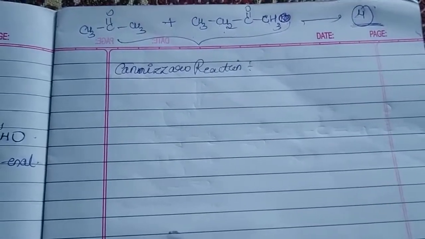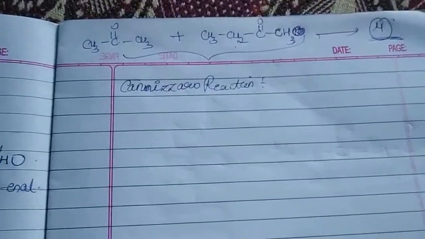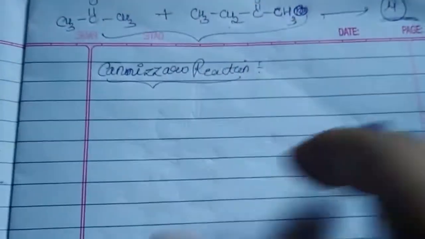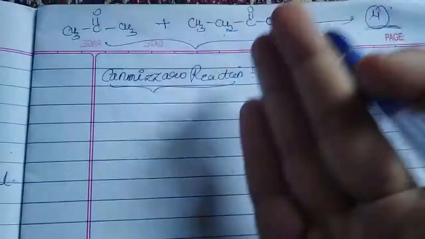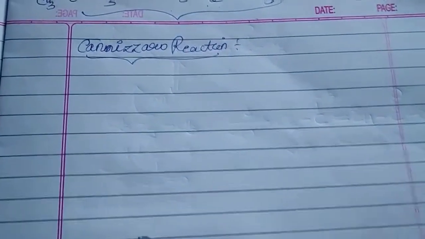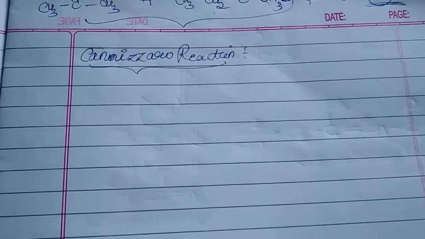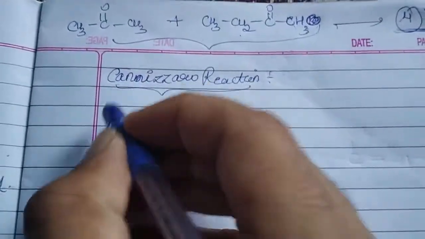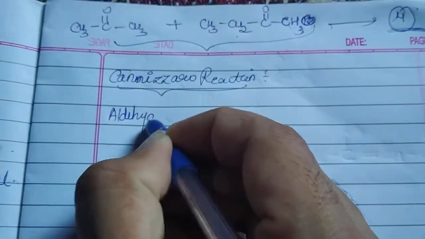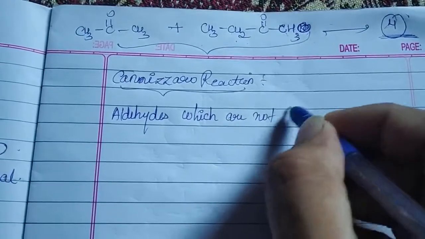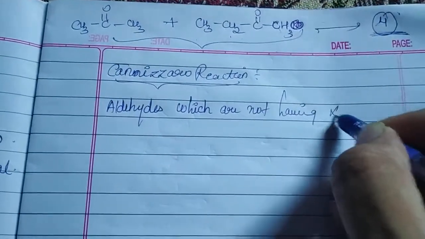So guys, the Cannizzaro reaction is quite simple when compared to aldol and cross aldol condensation. Basically, whenever you have to apply the Cannizzaro reaction, or we can say this reaction takes place with respect to aldehydes and ketones which are not having, or more particularly aldehydes which are not having alpha hydrogen atoms. Aldehydes which are not having alpha hydrogen atoms, because in ketones alpha hydrogen atoms will always be present. So this is mainly employed for the aldehydes which are not having alpha hydrogen atoms.